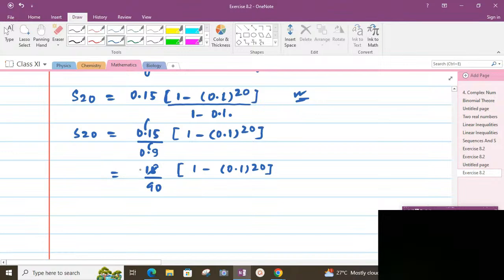So 15 1 ja 50 and 15 6 ja 90. So here will be the last step, 1 by 6, 1 minus 0.1 to the power 20. So this one will be the answer of this question. Hope that there is no problem to understand the solution of this question.